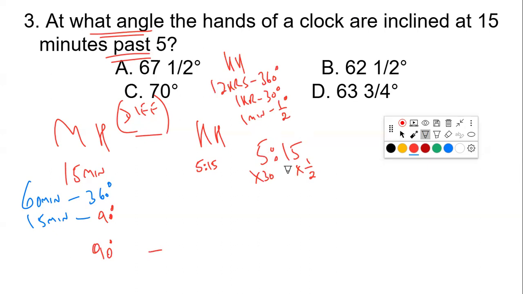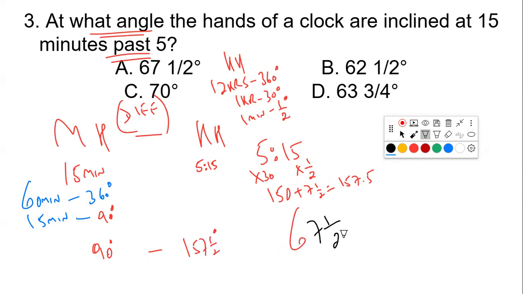15 minutes, 1 minute, so this will be how much? 150 plus 7.5, which is 157.5. Okay, so now if I have to subtract 157 and a half degrees, my answer will be what? 67 and a half degrees will be my answer. The first one. The difference between the minute hand and the hour hand is your answer. This is angle based questions.